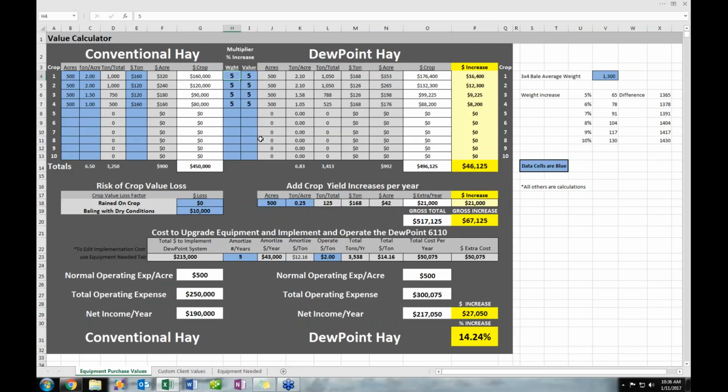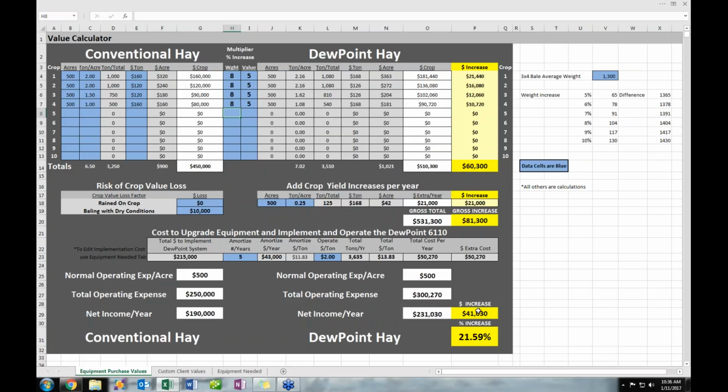What if our bale weight increased, instead of only 5% or 65 pounds, which is very low actually, to what most people will tell you, anywhere from 100 to 150 pounds? Let's throw in an 8% weight increase.